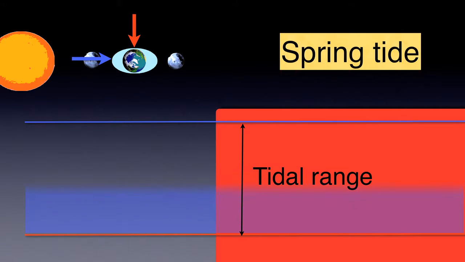This difference between low water and high water is the tidal range, and it is at a maximum on spring tide. All this volume of water has to flow up and down the coast, roughly every 6 hours, and the speed at which it must travel is also at its maximum on a spring tide. Maximum volume, maximum speed.